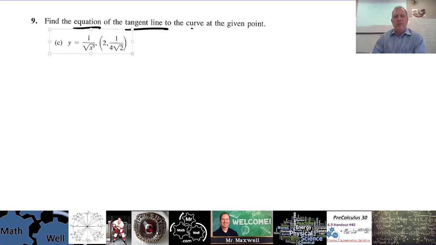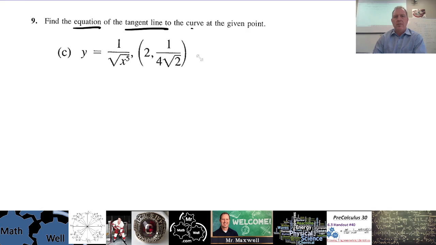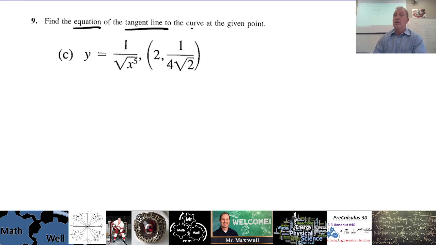And what we need to do, obviously, when we're finding the equation of a line, is we need the slope and a point. So the slope comes from the derivative of the equation. So we need to find y prime. Okay, that's fine. What we could do, though, is actually simplify y a little bit first. So I'm going to rearrange y a bit, which you might want to do too.